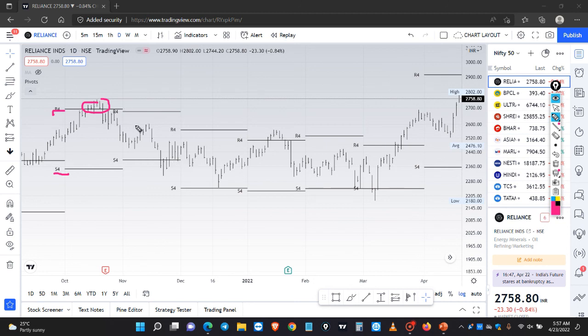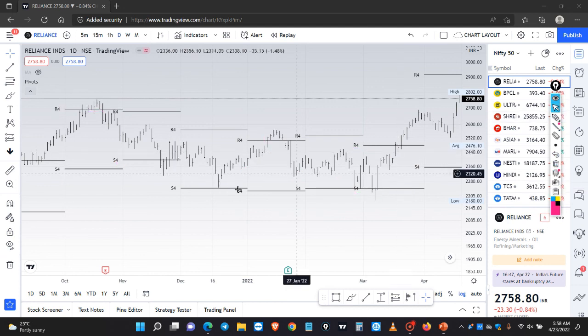Okay, so here was a resistance, it hit the resistance, went down, took the support from S4, and then again it went down, and it wasn't able to do much. So again it went down, took the support from S4 once again, and then it went up, hit the resistance of R4, went down near the S4, then again took the support from S4, and then the resistance was broken.